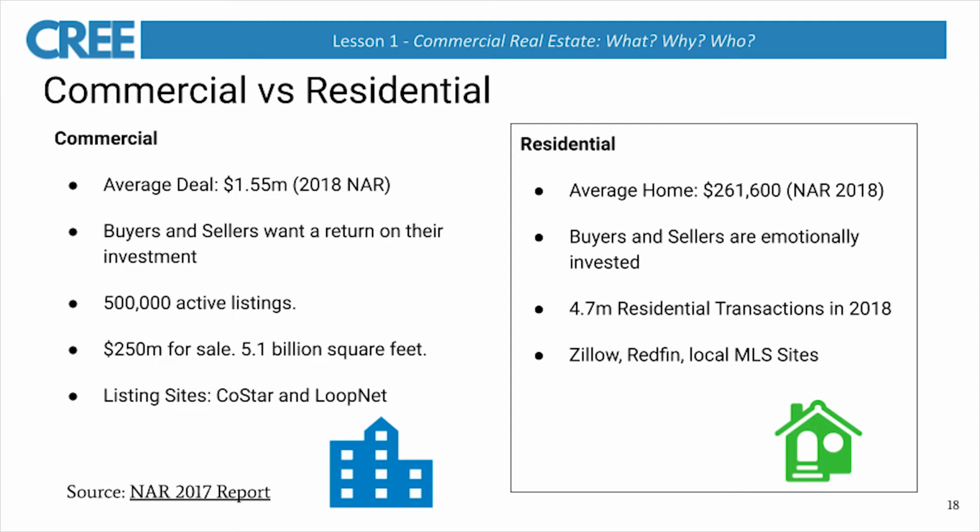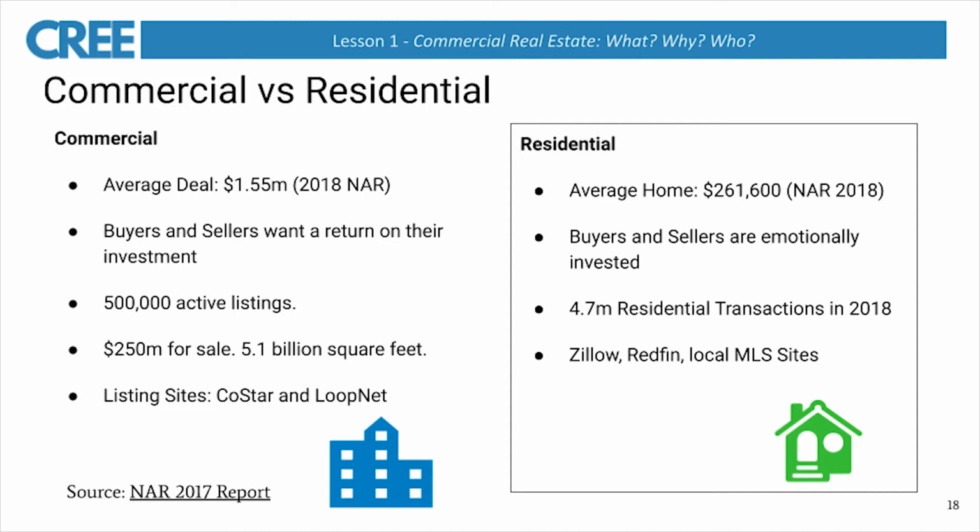There are about 500,000 different active listings currently available for sale. There's about $250 million for sale currently, and there's about 5.1 billion square feet available for lease. These are coming right off CoStar and LoopNet, which are two national, if not international, databases. I'm a member of both, and they are tools that you can use as a commercial real estate investor or broker.